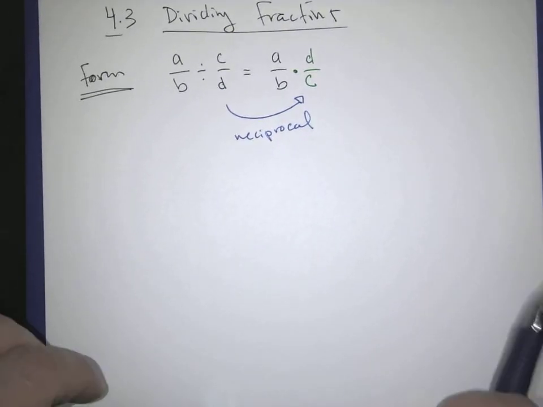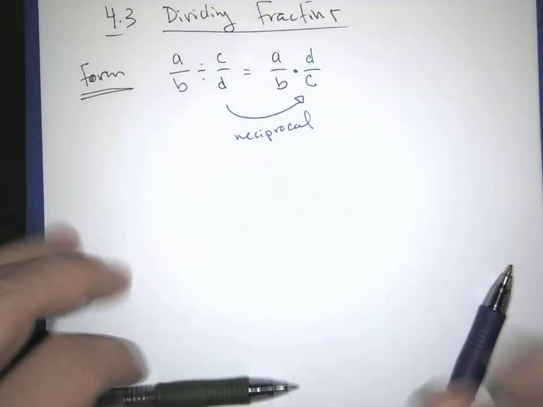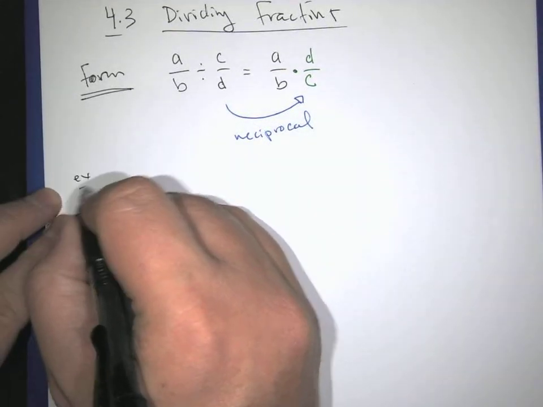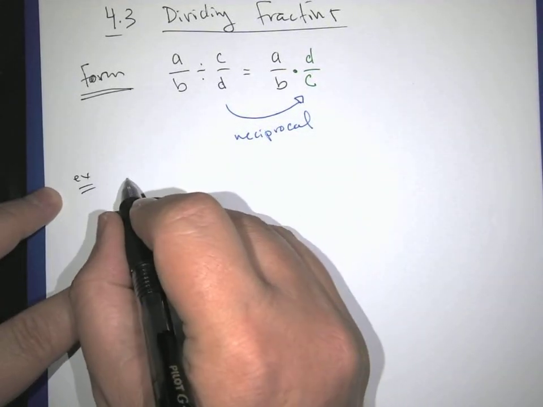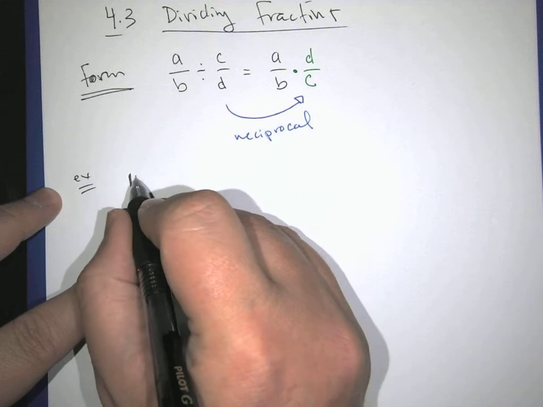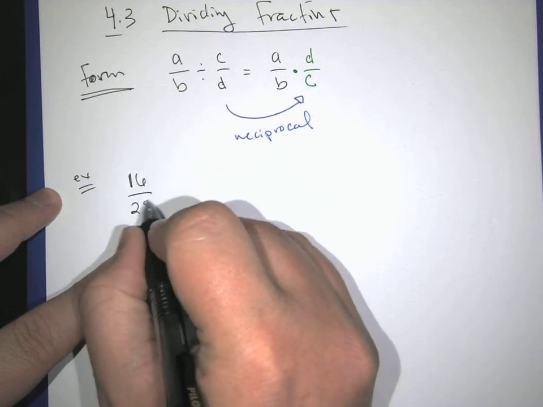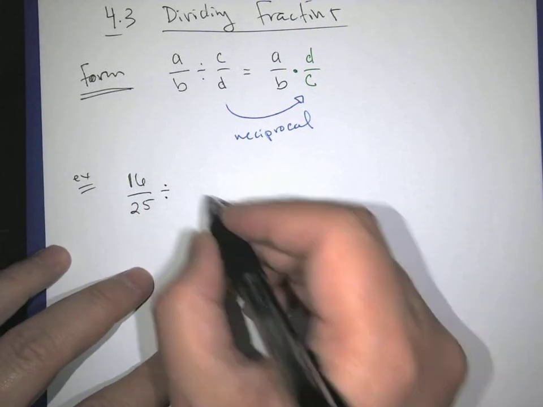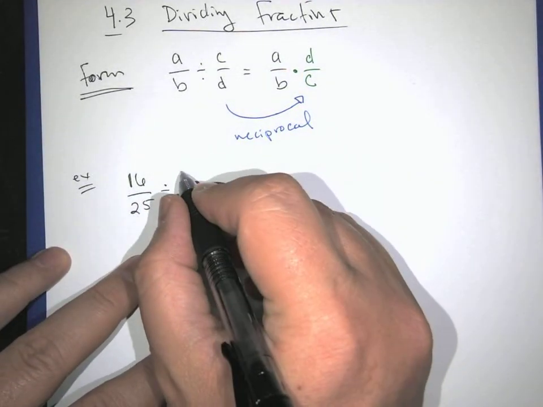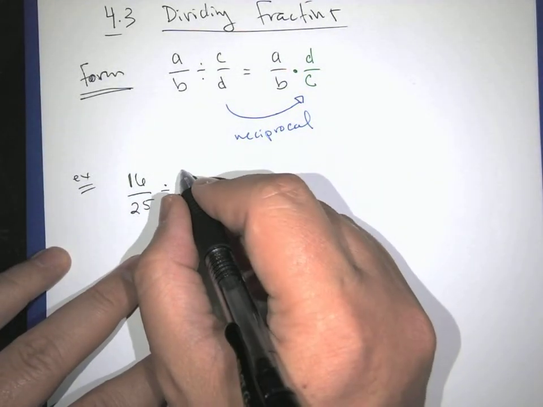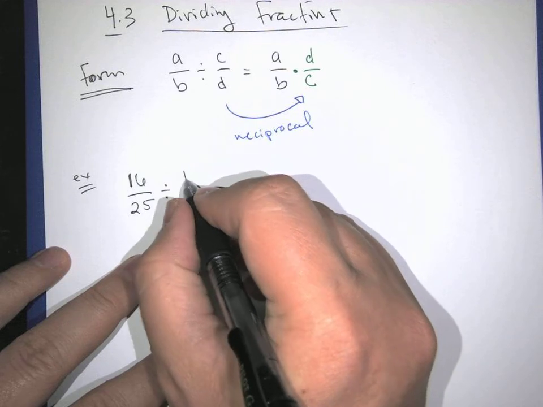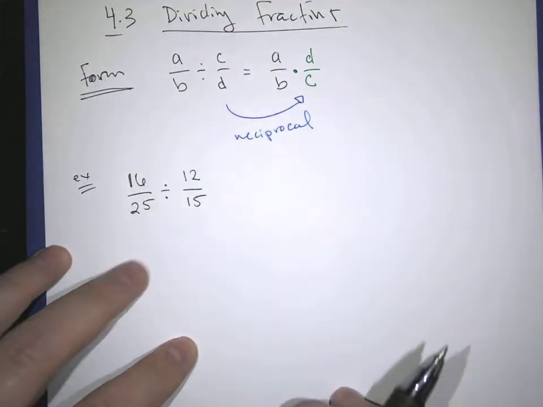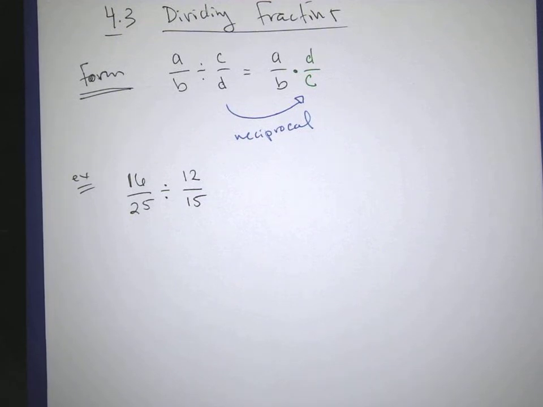Let me show you some examples, right? It's always easier to actually see this with some numbers. So let's take something like 16 over 25, and let's divide it by, I don't know, how about 12 over 15, for example.